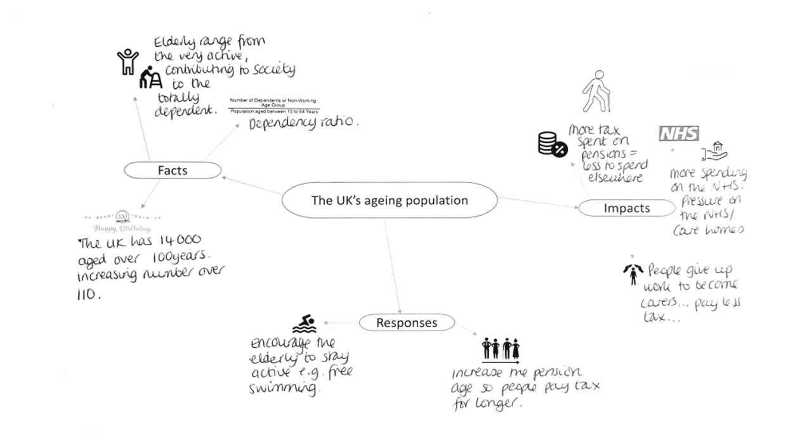So in response to that, the government has increased the pension age, so that people have to work longer before they get a pension, which means they pay tax for longer, which can then be used to fund the NHS and fund pensions. They also try to encourage the elderly to stay active, like for example giving them free swimming, so that they hopefully will not get as sick as quickly and won't need to use the NHS facilities.